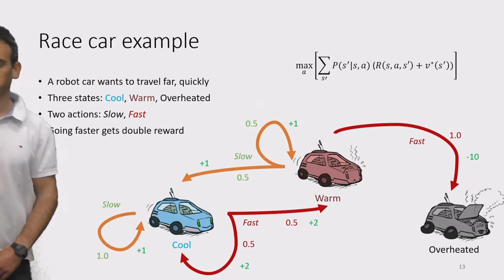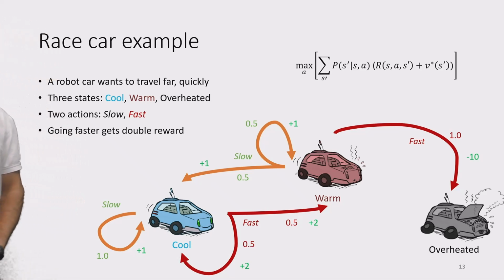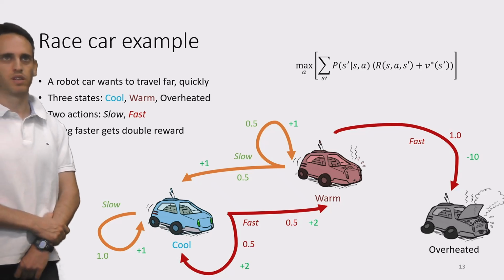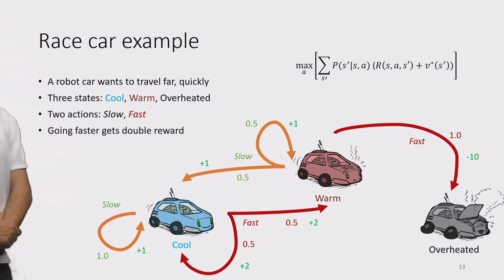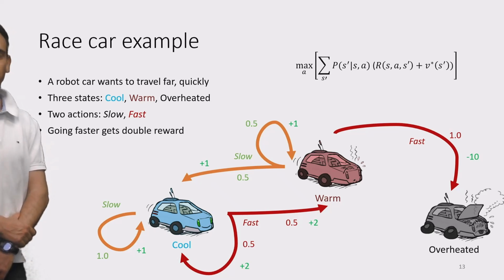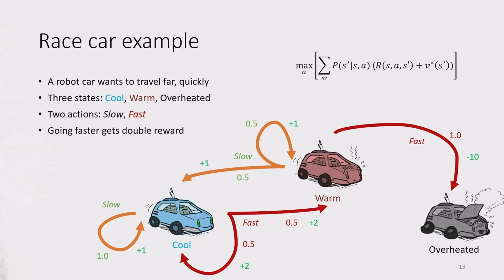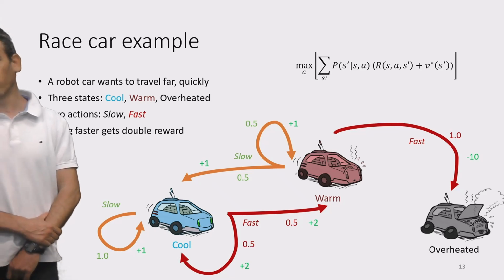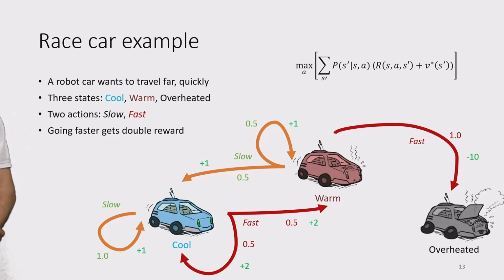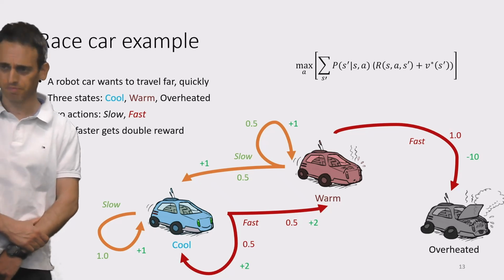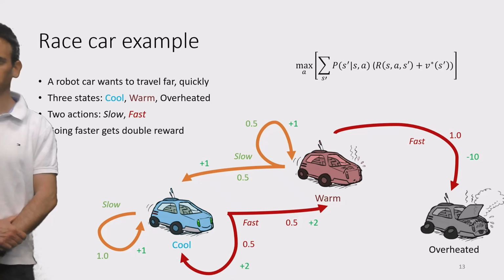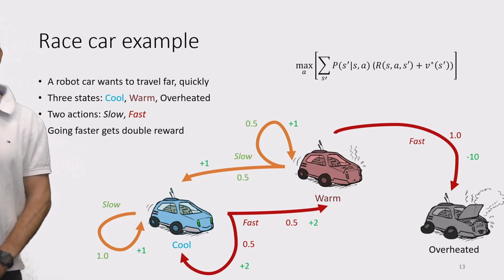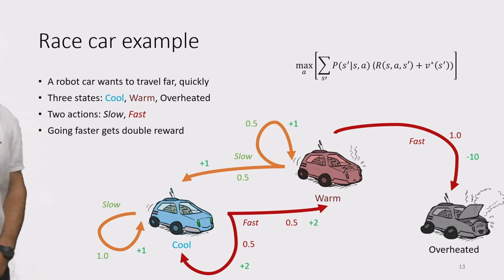Let's look at a very specific example, a small MDP. So this is an even smaller example than our previous robot in the grid world. Here we only have 3 states: 2 meaningful states and 1 state that is a terminal state. So this is the race car example. We have a robot car that wants to travel far and wants to travel quickly. We have 3 states for our car. It can either be cool, it can be warm, or it can be overheated, which is a terminal state.